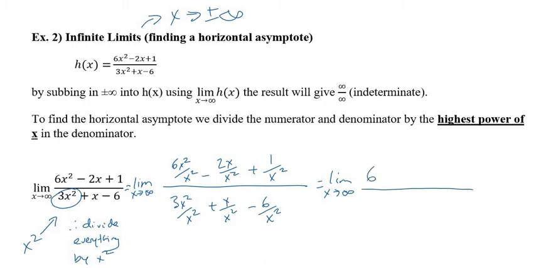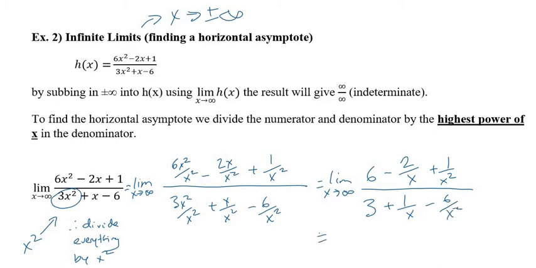With 2x over x squared, if we were to do infinity, or actually, let's not go that far just yet. Let's just divide out those x's. That becomes 2 over x, and then 1 over x squared, and in the denominator it becomes 3 plus 1 over x minus 6 over x squared.